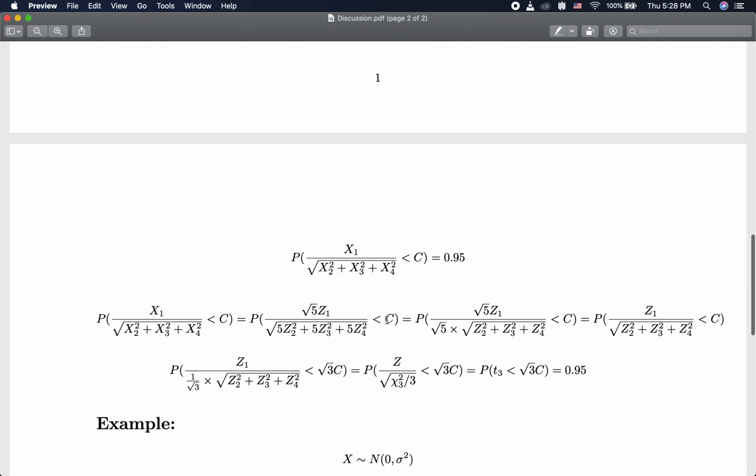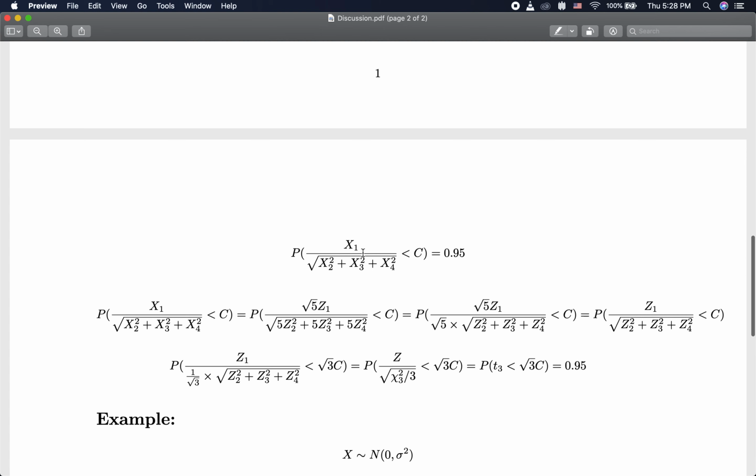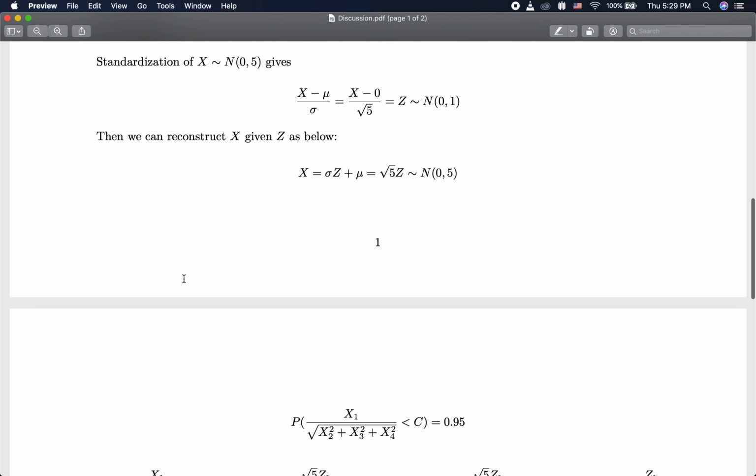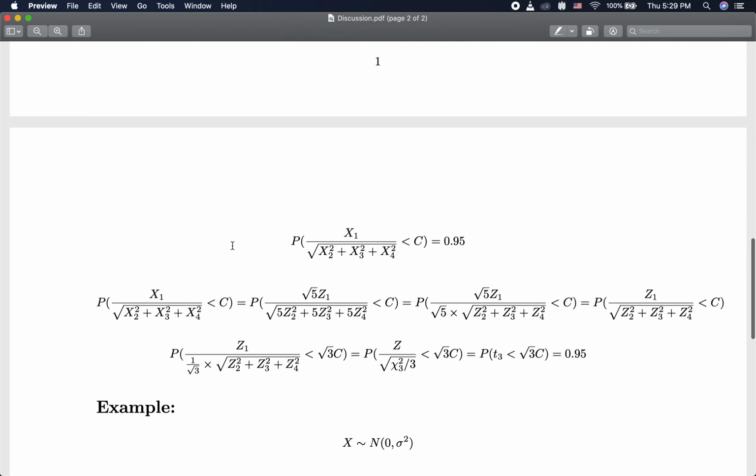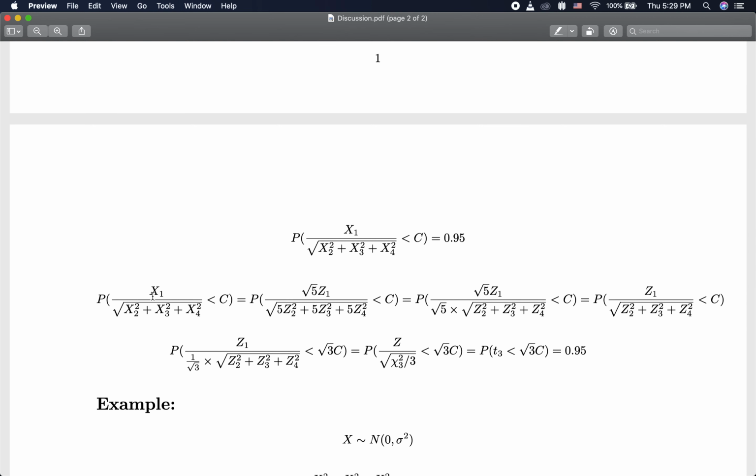Okay, suppose here we are interested in finding that the probability of this less than c is equal to 0.95. We want to find the value of c such that this probability holds. And now we are going to work on finding the distribution of the left hand side. First of all, each of them is an IID copy of the original normal distribution N(0, 5) here. And then we are going to transfer it into an expression by standard normal.